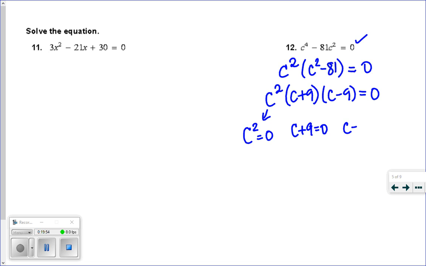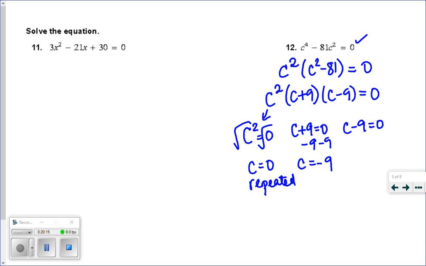and I've got c minus 9. So what would make that 0? That's what we're trying to solve. Well, even if I take the square root of here, the square root of 0 is just 0. So that's one solution. Here, if I subtract 9, c equals negative 9 is another solution. And this is, by the way, a repeated root since we had 2 of those.